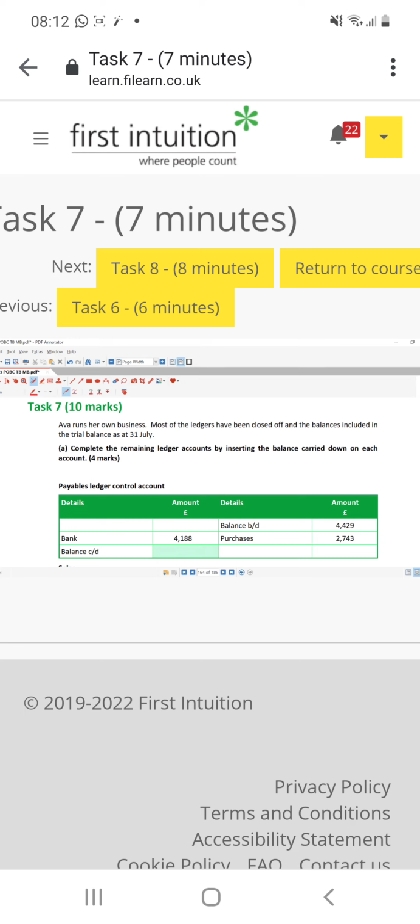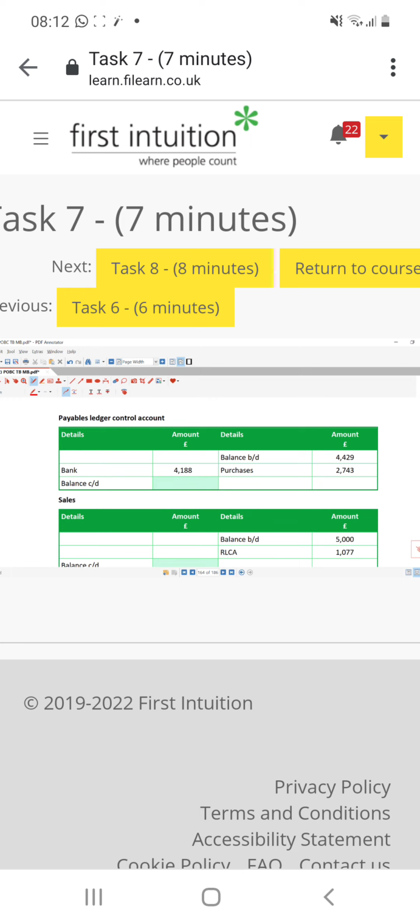ledger control account, as we can see here, we have got our T account, so our balance brought down of 4429, our purchases of 2743, and we have paid out of our bank 4188, and that will therefore mean that for both sides to be equal, the balance carried down must be 2984. And as this is the balance carried down on the debit side, it means the actual account balance is on the credit.